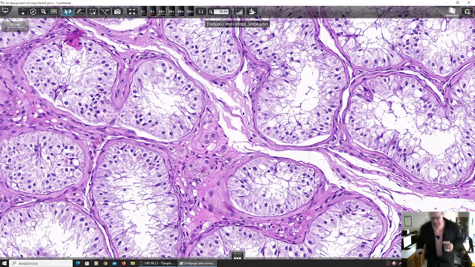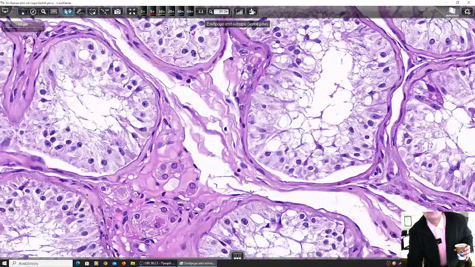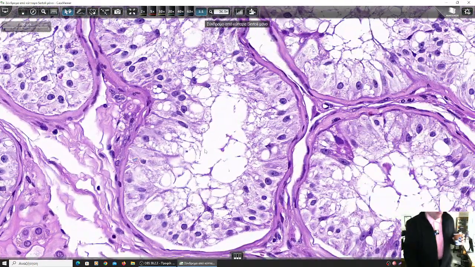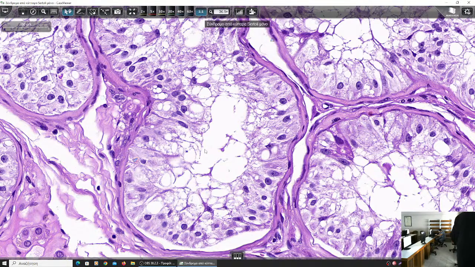Let me make a magnification. Oh, yes. What do you think? What are these cells? Remember, with their nucleoli? Sertoli cells. So, since this pattern is the only one observed throughout the tissue specimens, then we can put it in the conclusion of the report, and we'll say this is Sertoli cell only syndrome.